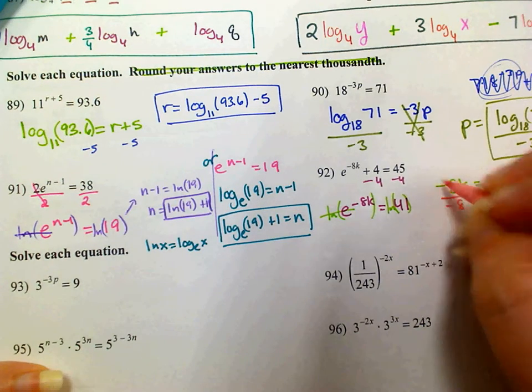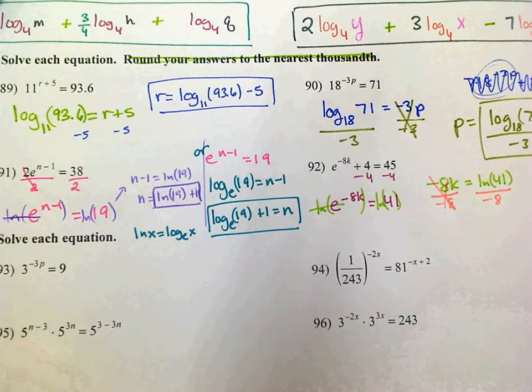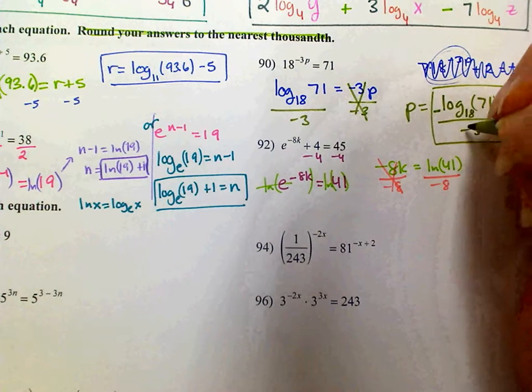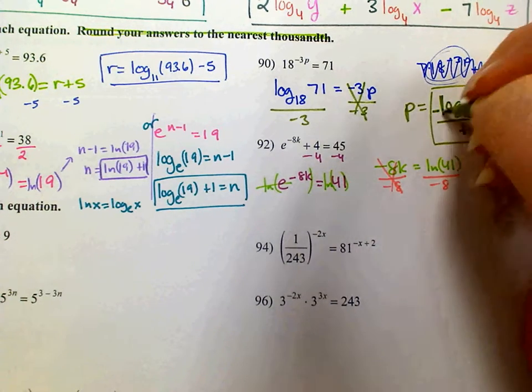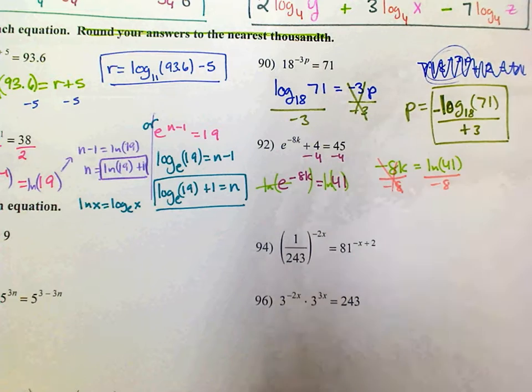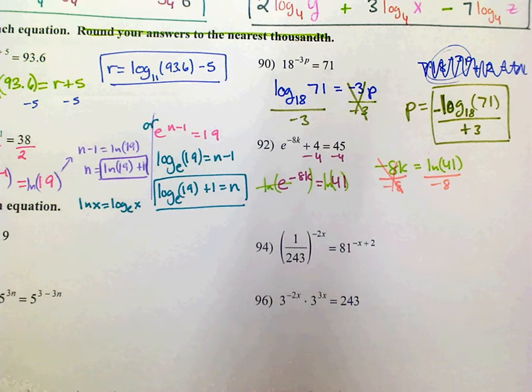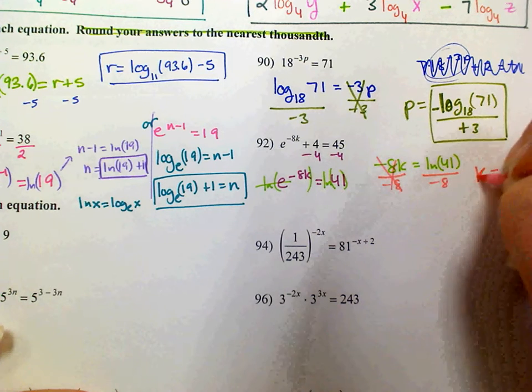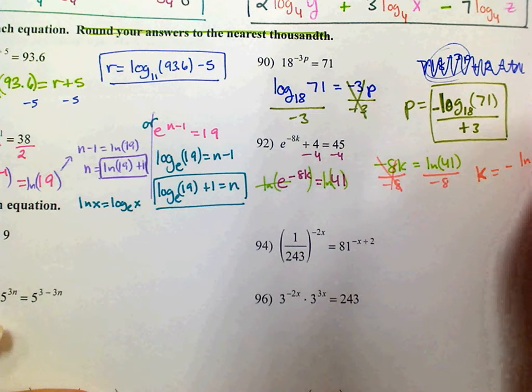Now, you might have noticed over here that I left the negative on the bottom, and you know I don't like that. So if you wanted to, you could just bring the negative to the top and say negative log. So I would go ahead and say on this that the answer k equals a negative natural log of 41 divided by 8.